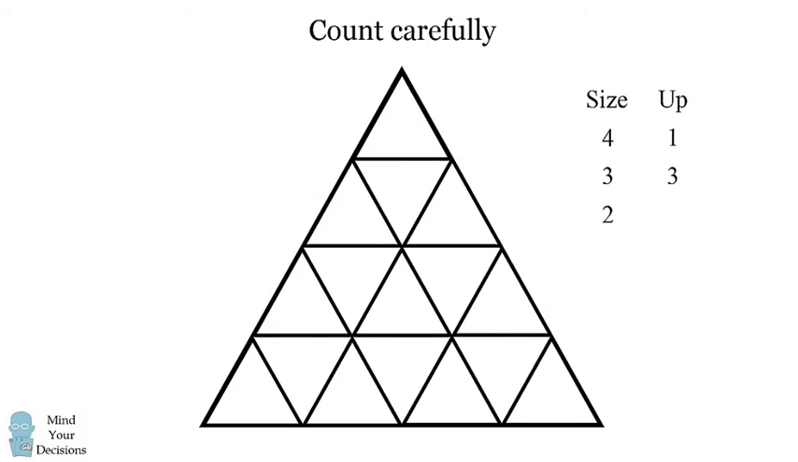How many triangles are there of size 2 facing up? The bottom row has 3, the next row has 2, and one row above that has 1. 3 plus 2 plus 1 is 6.